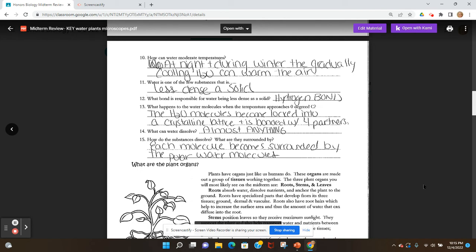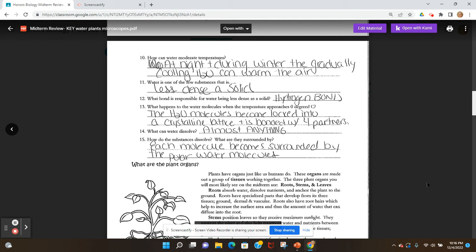Water is one of the few substances that is less dense as a solid. What bond is responsible for water being less dense as a solid? Hydrogen bonds. What happens to the water molecules when the temperature approaches 0 degrees Celsius? The water molecules become locked into a crystalline lattice and are bonded with four partners.